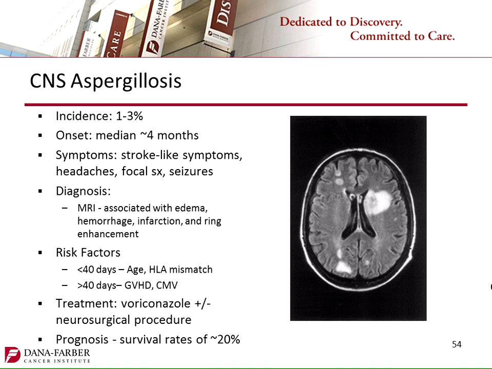So CNS aspergillosis, the incidence is low and is usually 1 to 3%. It's usually a later complication at about 4 months, and it usually, just based on looking even at the scan, presents with focal symptoms. So stroke-like symptoms, headaches, or focal symptoms or seizures. The MRI is usually showing a lesion associated with edema, hemorrhage, infarction, and ring enhancement. The risk factors, depending on the time post-transplant, are age, being mismatched, graft-versus-host disease, or CMV, and the treatment is voriconazole, plus or minus a neurosurgical procedure if the lesion is able to be reached by surgery. The survival rates with both surgery and voriconazole are about 20%.